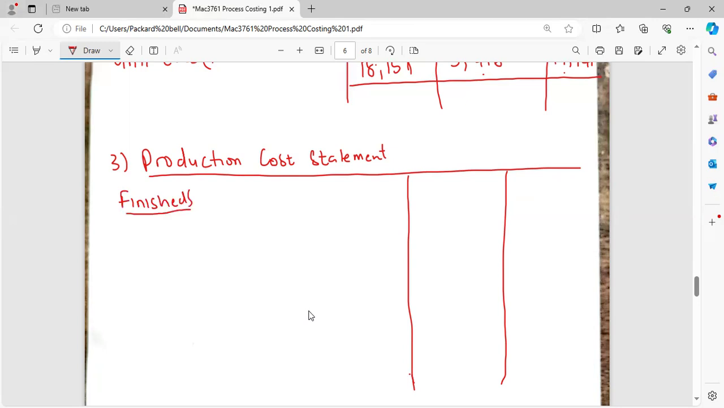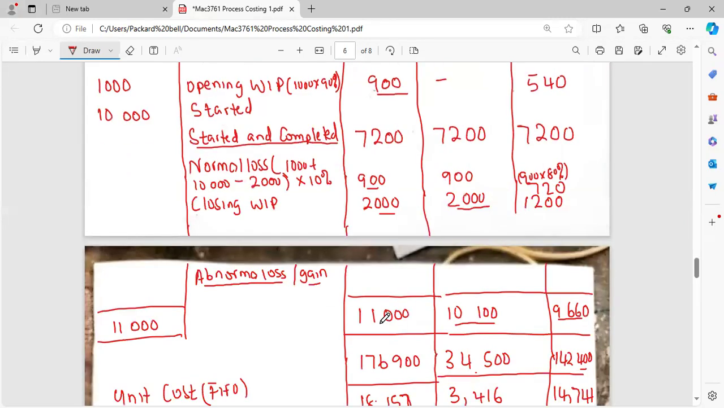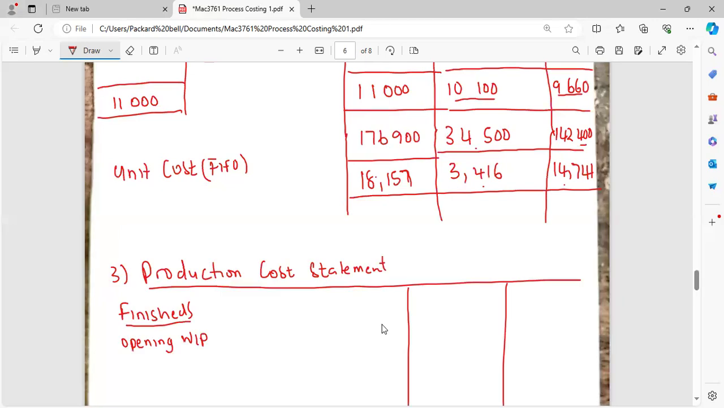Who are those finished goods? In your finished goods, remember here we're looking at the cost. So you look at opening work in progress, which is here. We have direct material and direct labor and manufacturing overheads. So that is going to be your opening work in progress, which is 4,000 plus 6,000. That is going to give you 10,000.